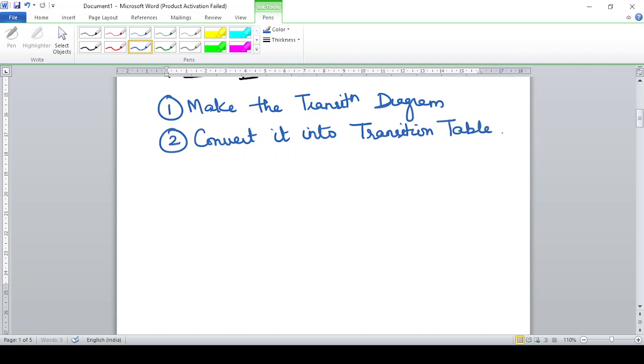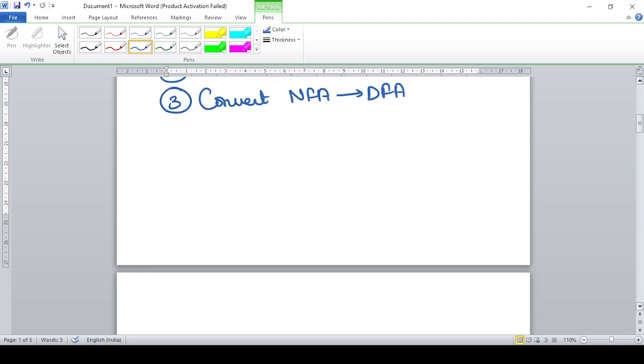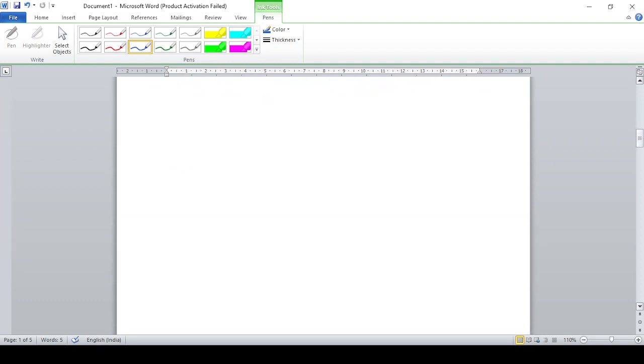Once you have converted the transition diagram into a transition table, you convert the NFA into a DFA by the method which I am telling you just now. So I ignore the first step, the transition diagram, and directly start with the second step. That means I consider that a table is given to you.